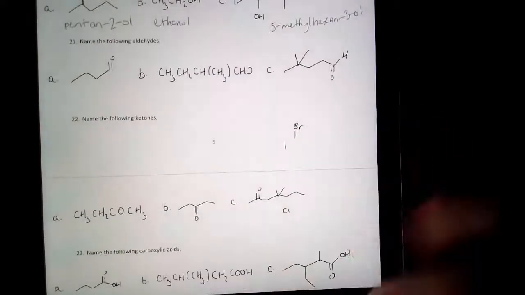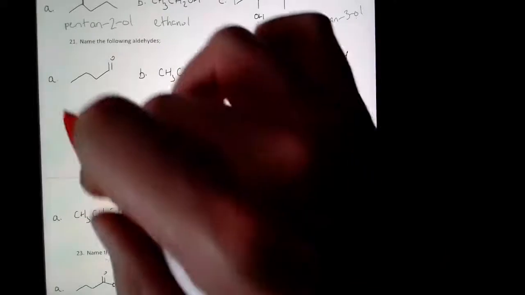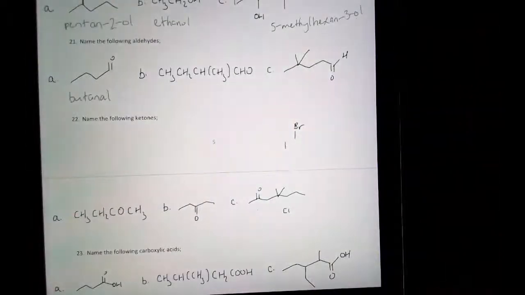Name the following aldehydes. Aldehydes end in al. Here I've just got 4 carbons, and it's going to be butanal. With aldehydes, you don't need to specify where the C double bond O goes because it has to be at the end of the chain and it's always going to be on carbon number 1. So you don't need to specify. It's just going to be butanal.